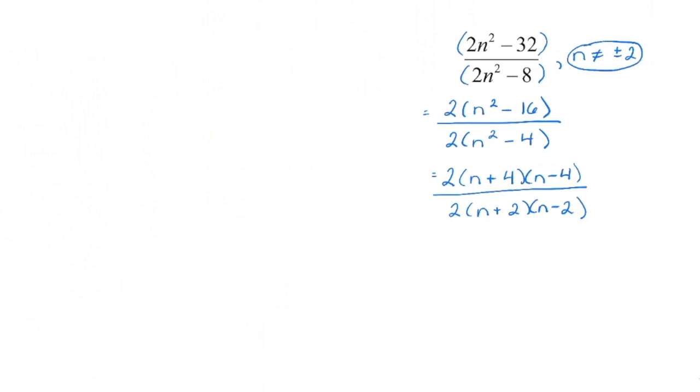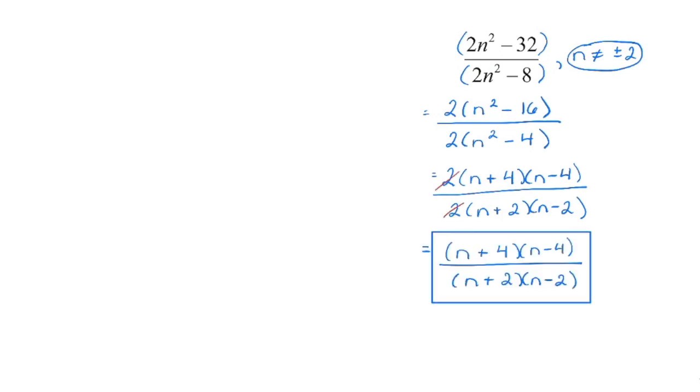And we can see that none of these brackets are the same on the top or the bottom, but we do have a 2 divided by a 2. So when I divide those out, 2 divided by 2 is 1, and then that leaves me just with those 4 factors, 2 on the top, 2 on the bottom, and this is factored form.